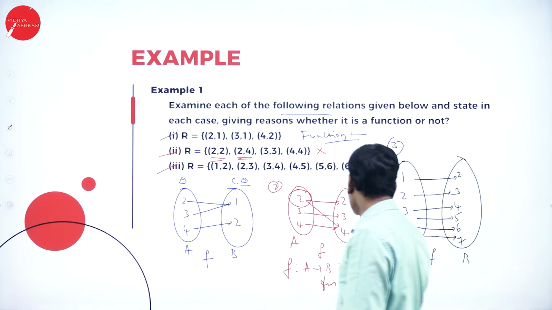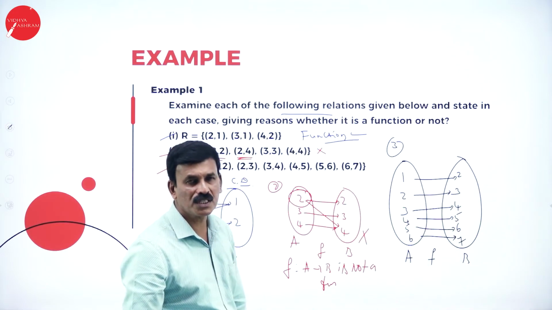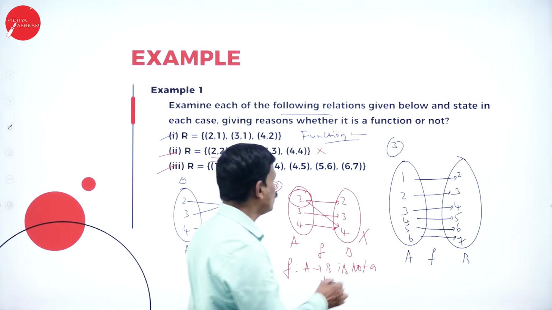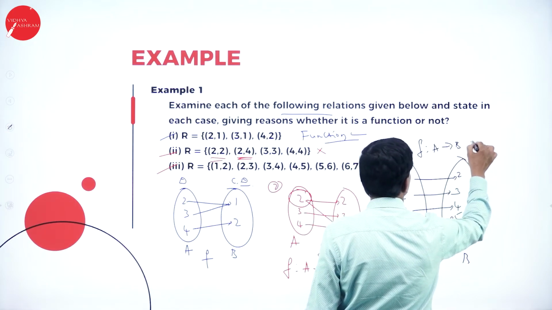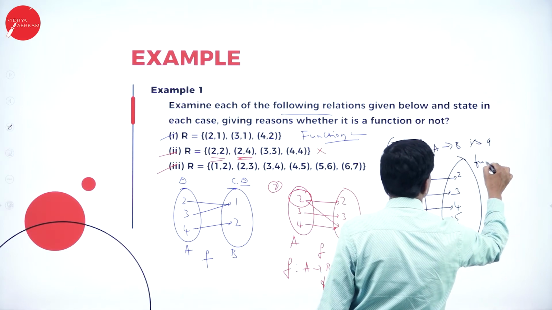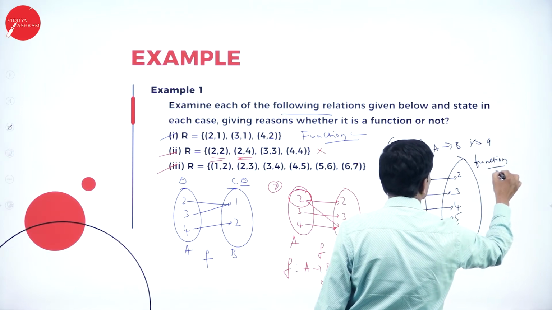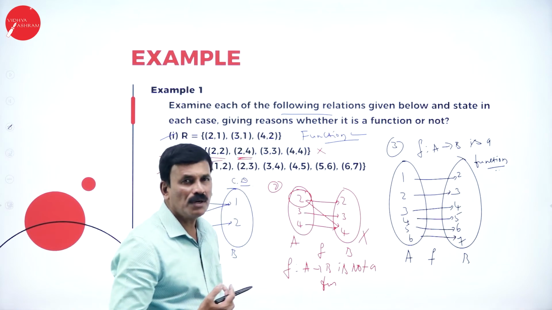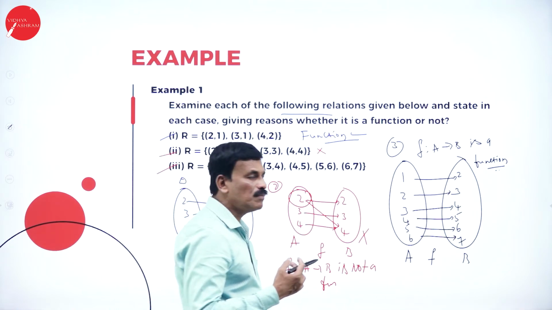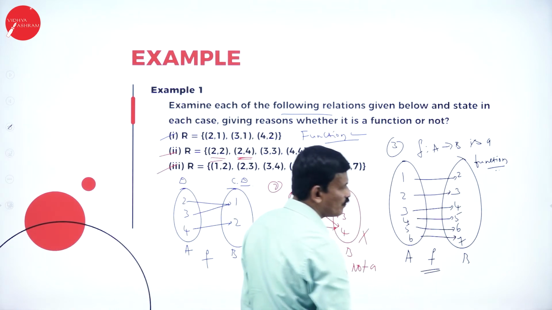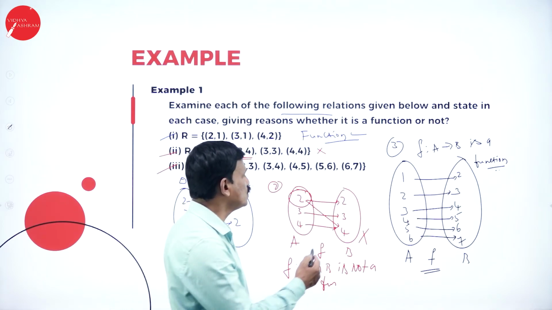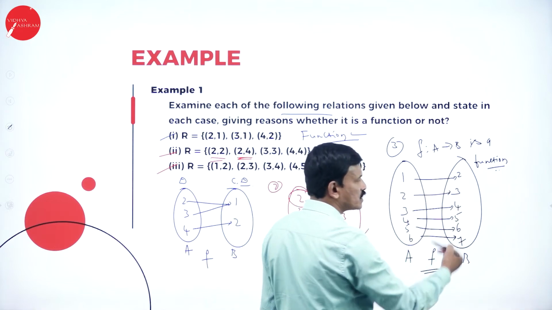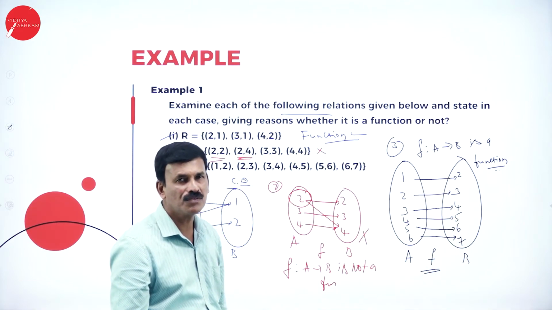See here, all the elements of A and B are used. Further, there is 1 to 1 mapping. So, therefore, F from A to B is a function. Every element of the domain is related uniquely with the elements of the codomain. That's it. All the elements are uniquely related with the elements of the set B. Therefore, this is a function.